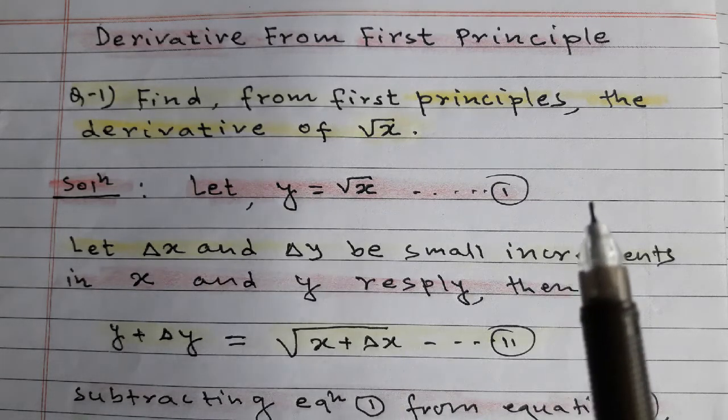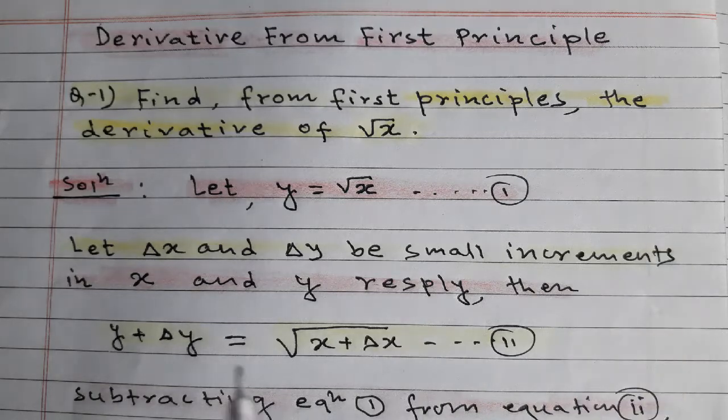So y is equal to root x is the first function, or we can say first equation, and y plus delta y is equal to root x plus delta x. Let's suppose it as the second equation, or we can say second function.